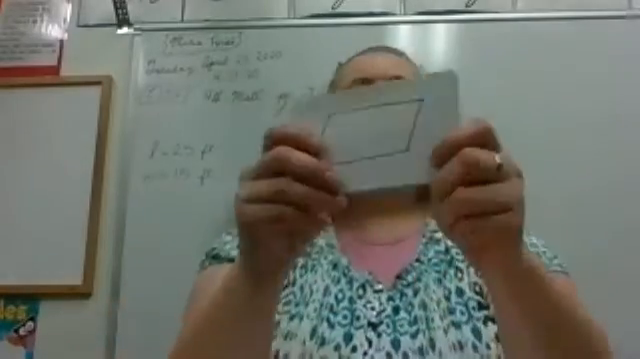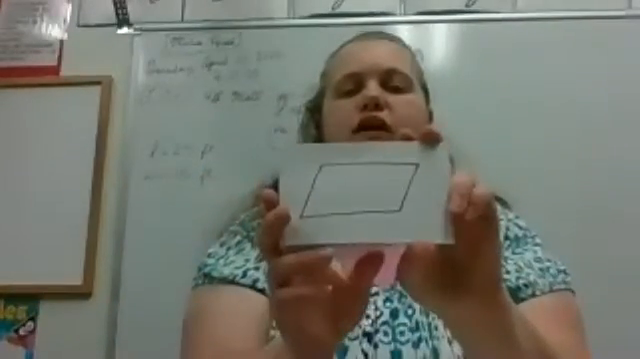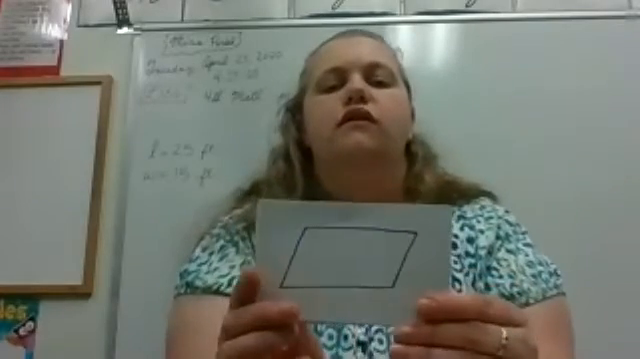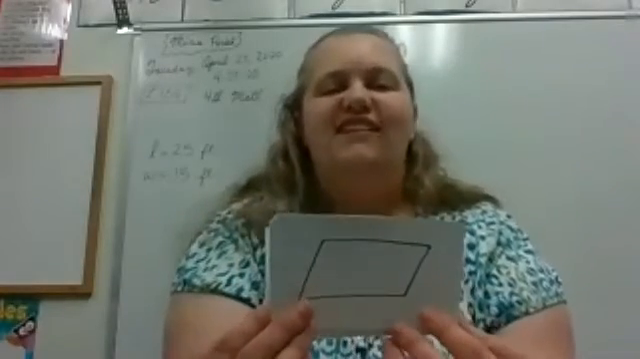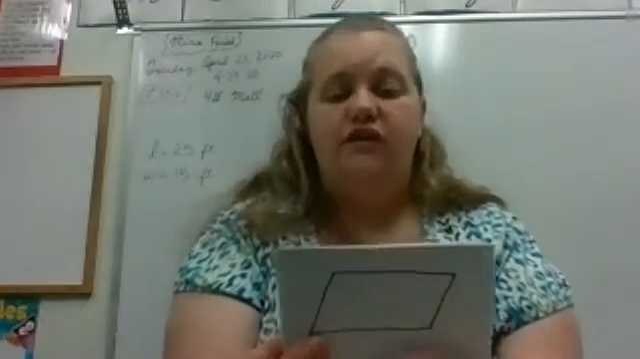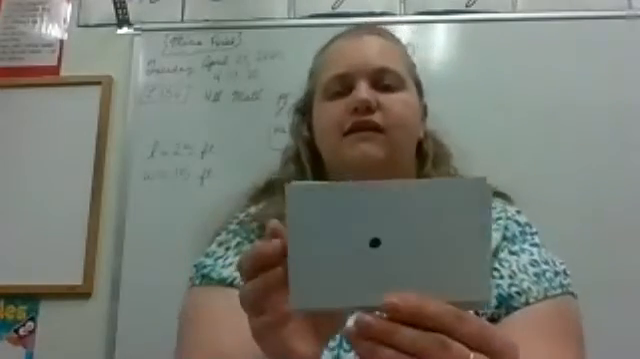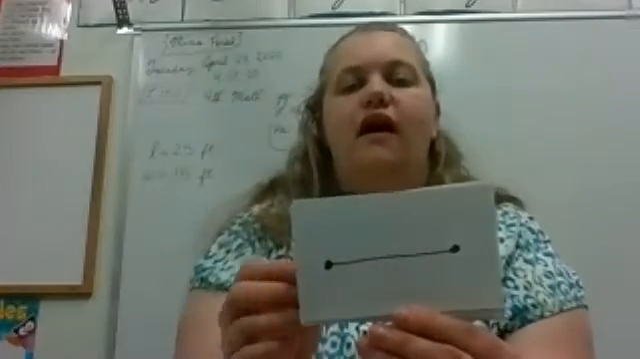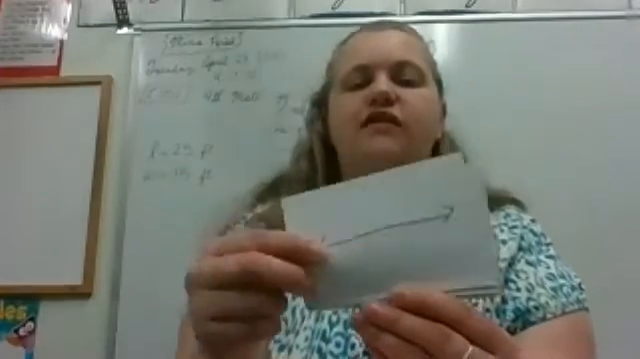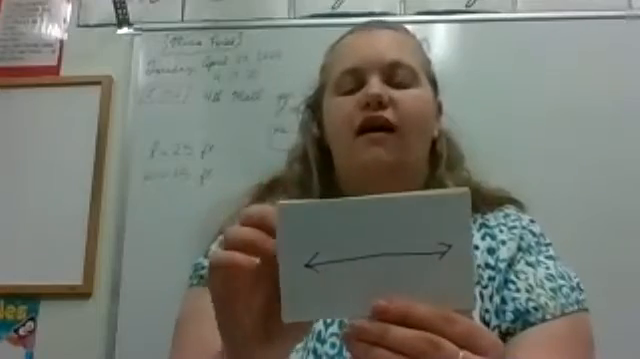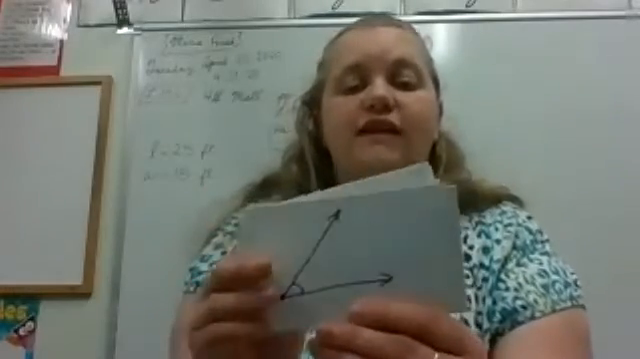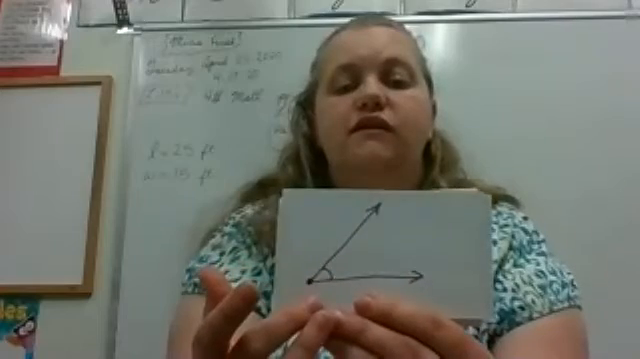Okay, the shape here, what do we say this is? Not the actual one, but for our flashcards it is a polygon, okay? What about this? Point, ray, line segment. What about this one? A line. This one? There's your angle, 2 rays that have a common endpoint.